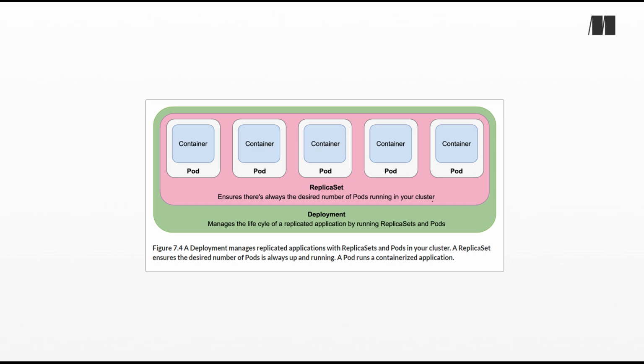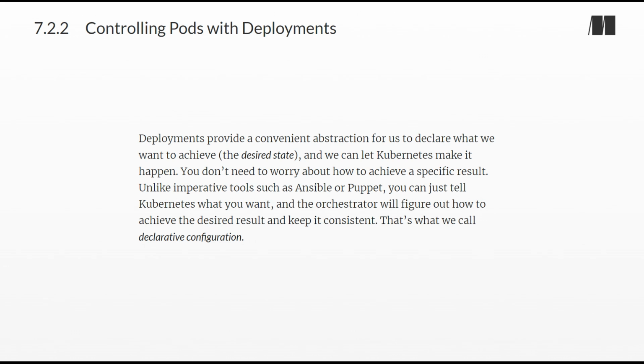A replica set ensures the desired number of pods is always up and running. A pod runs a containerized application. Deployments provide a convenient abstraction for us to declare what we want to achieve, the desired state, and we can let Kubernetes make it happen. You don't need to worry about how to achieve a specific result. Unlike imperative tools such as Ansible or Puppet, you can just tell Kubernetes what you want, and the orchestrator will figure out how to achieve the desired result and keep it consistent. That's what we call declarative configuration.